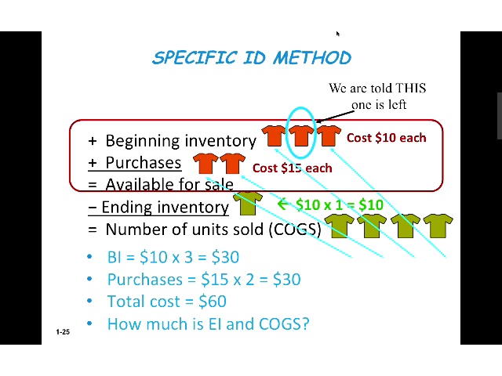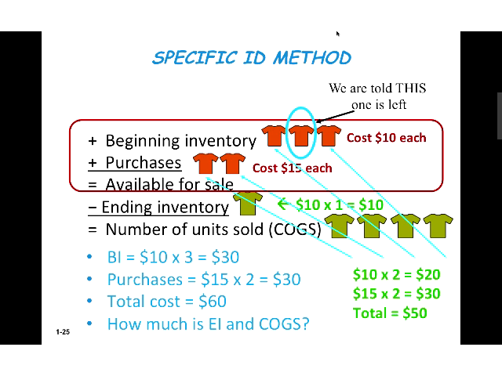Then, to value cost of goods sold, we can do it one of 2 ways. The easy way is to say, ending inventory plus cost of goods sold has to equal what? 60. It has to equal $60, because the beginning inventory plus purchases is $60. If we know that ending inventory is 10 and the total has to be 60, cost of goods sold has to equal 50.